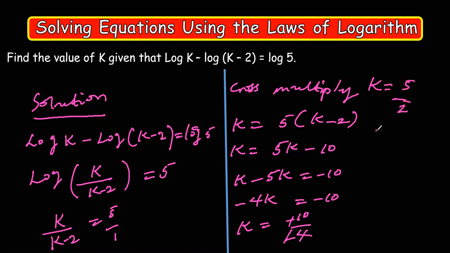If you want to change your answer to decimal, we are going to have 2.5. Yes, we should have 2.5. If it is a fraction, it's already in fraction. If you want to change it to a mixed fraction, we should have 2 and 1 over 2. Yes, that's 2.5. So whichever you want.